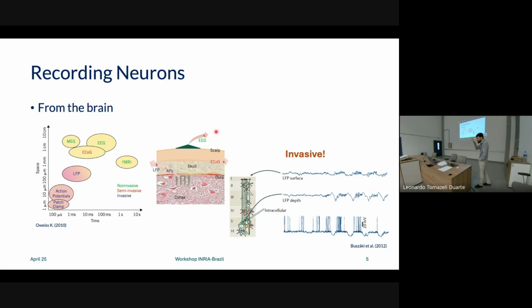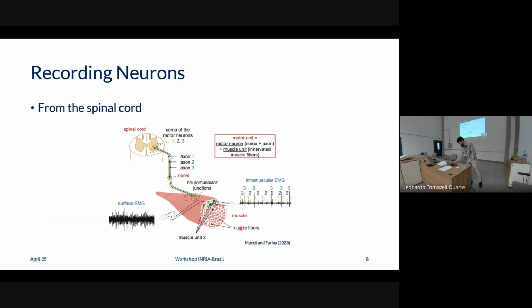And when we decode the information of the neurons from the brain, we can get more insightful information on the motor behavior. But to do this, we need to insert electrodes into the brain tissue and record the local field potentials. And then, using spike sorting methods, we can extract the information from brain neurons.